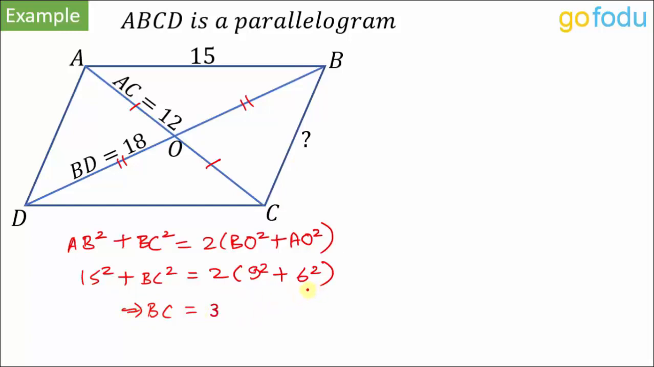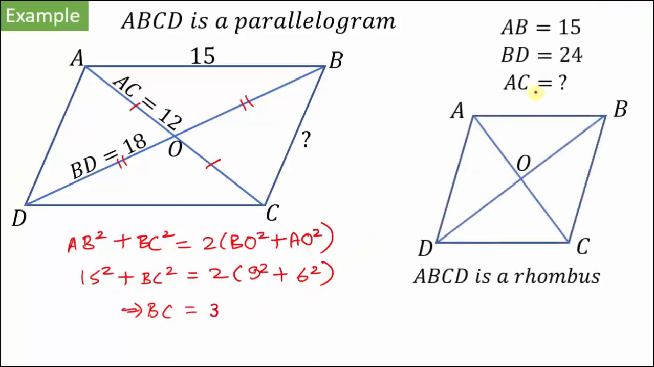Now in place of a parallelogram, if a rhombus was given to us, AB is 15 and BD is given as 24, so BO will be 12. In a rhombus, all sides are equal, so BC is also 15 and diagonals bisect each other, so BO will be the median for this triangle ABC as AO is equal to OC. Now we have to find the length of AC, so we can again apply Apollonius theorem.